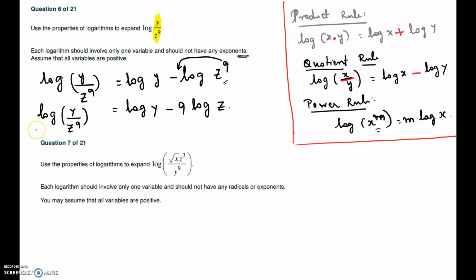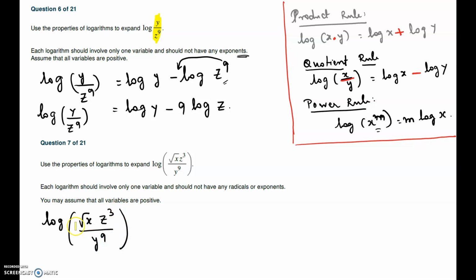So next we shall do problem number 7. Use the properties of logarithms to expand log of square root of x z cube divided by y to the 9. Each logarithm should involve only one variable and should not have any radicals or exponents. You may assume that all variables are positive. So let's consider log of square root of x z cube divided by y to the 9.